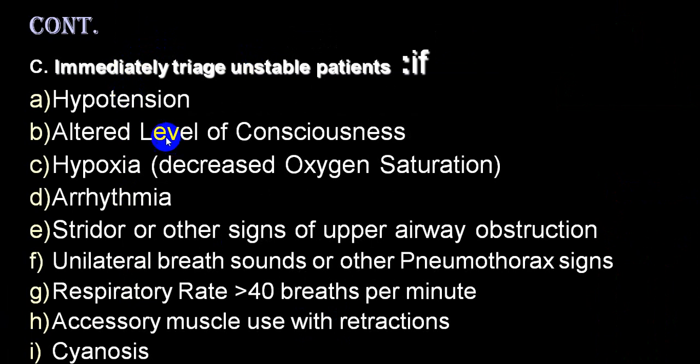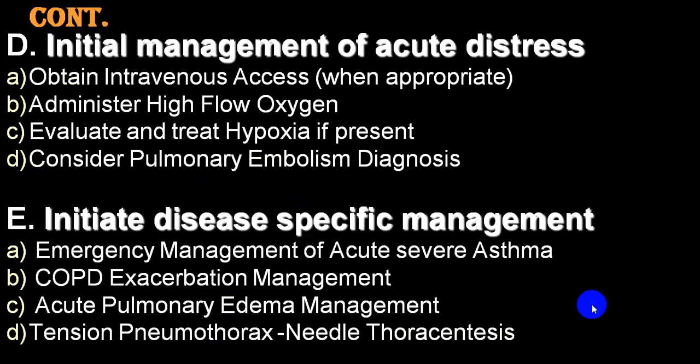Some of the things which will be very important: altered level of consciousness, hypoxia, arrhythmias, stridor, severe tachypnea, absence of breath sounds, accessory muscles of respiration working, cyanosis. All this will give you an idea that this is an emergency. And depending upon the etiology, you will manage. So initial management of acute distress is oxygen, and try to come to the nearest diagnosis.